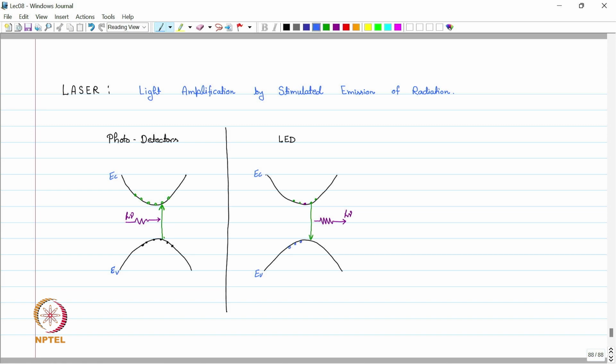So this is kind of a reverse process of what happens in a photodetector. So this is what an LED is. Now let's discuss the third case, which is lasers. What we have in a laser is a conduction band and a valence band.